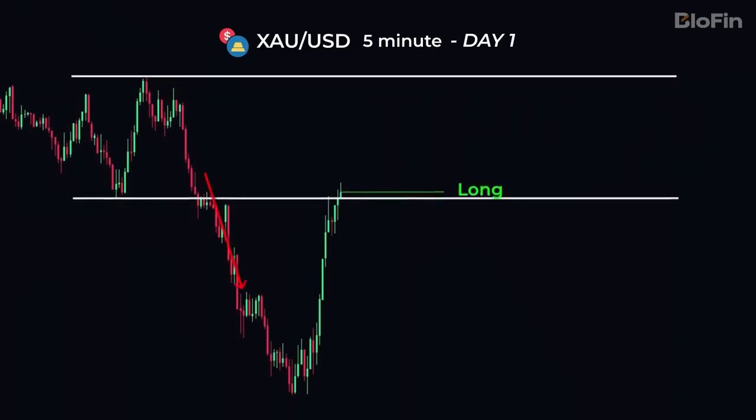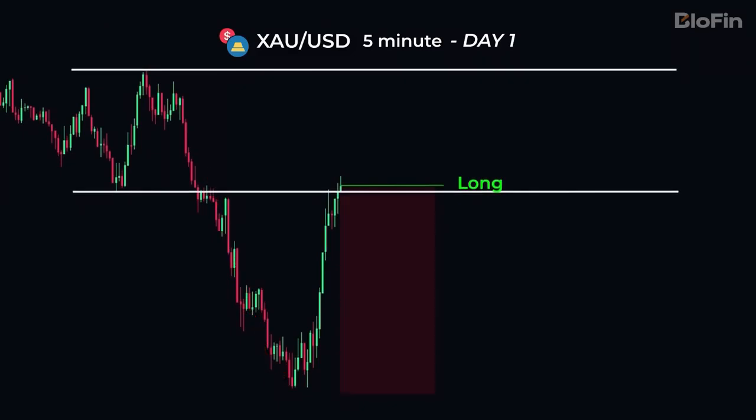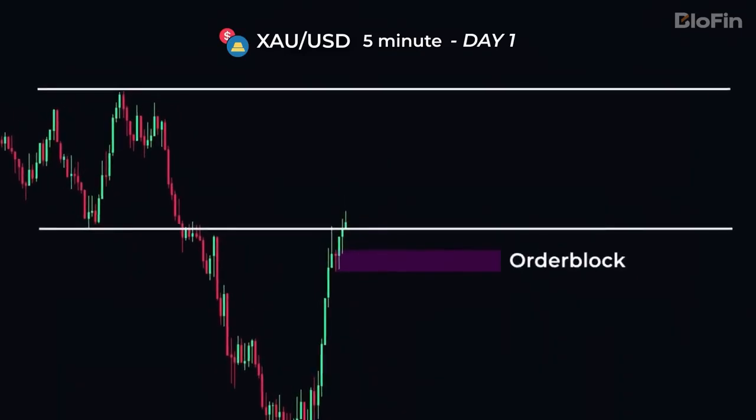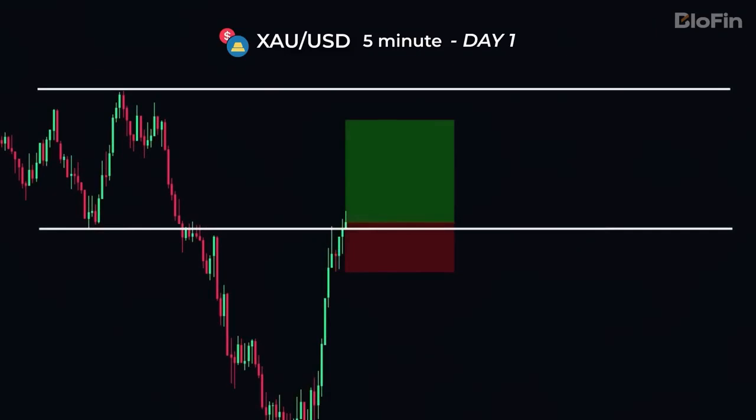setup. Now, since the breakout was too large, we couldn't place the stop loss at the lows. Instead, we can use the nearest key level. In this case, there was an order block here, which we can use to set our stop loss. We then set a take profit at 2 times risk. Price then hits the profit target, giving us a 2R gain.